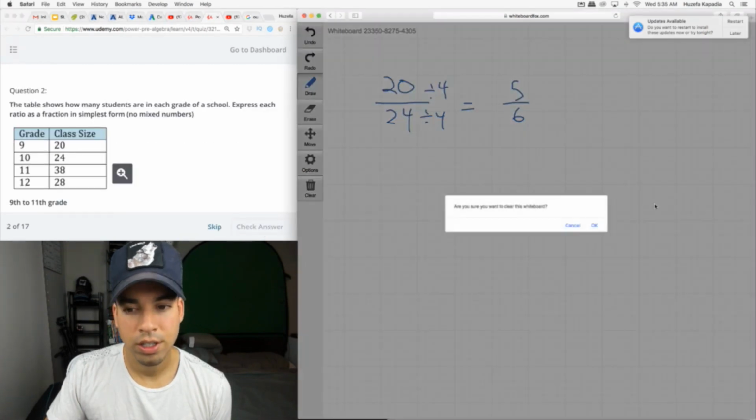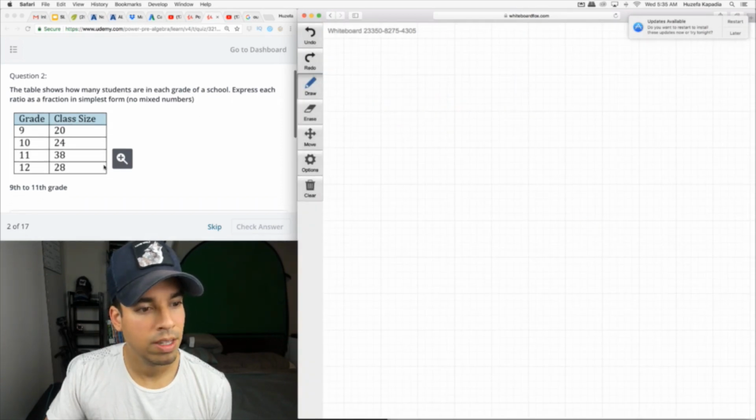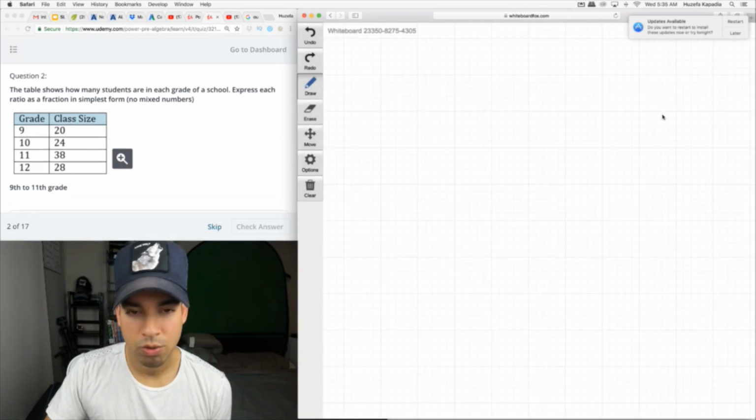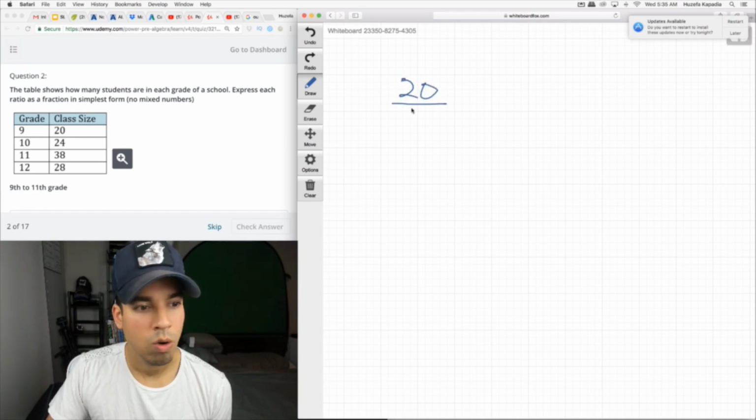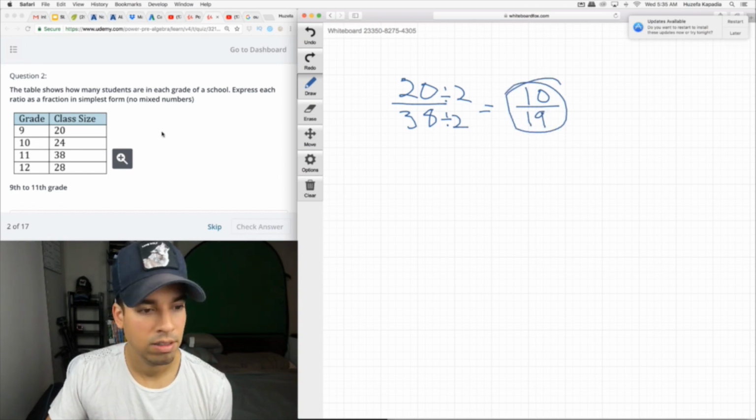All right, question number 2. The table shows, so it's the same thing, and now we want a ratio of 9th to 11th grade. So we take the number for 9th, which is 20, over the number for 11th, which is 38. We can reduce by dividing the top and bottom by 2, and we get 10 over 19, like that.